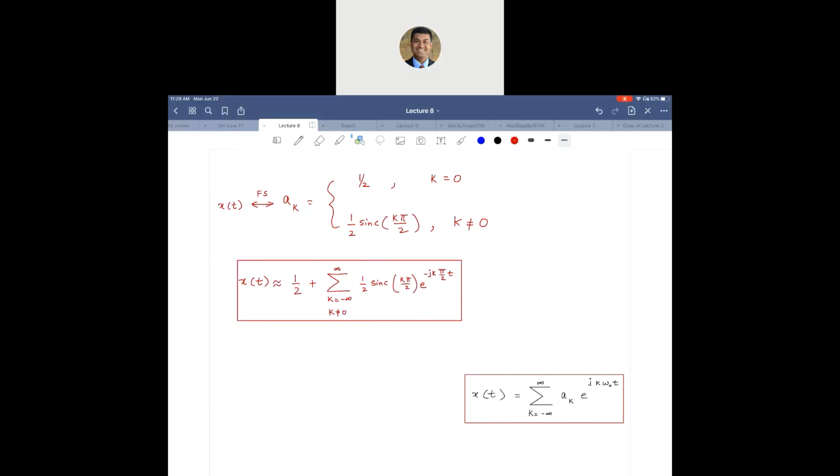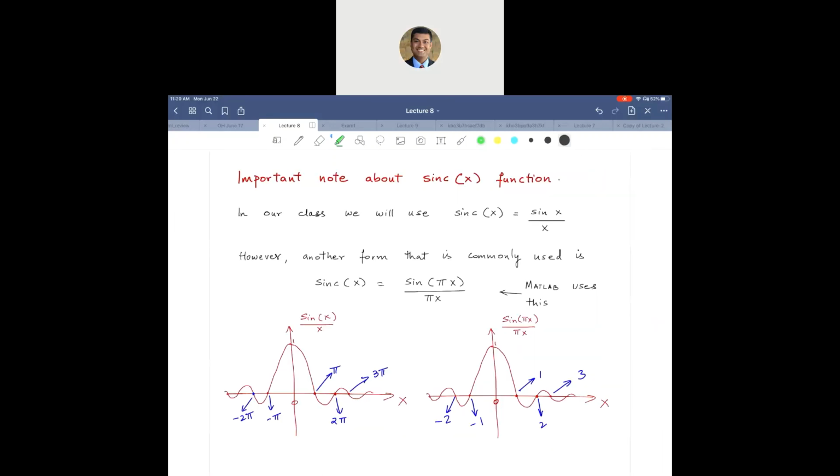That is how we represent a periodic signal, in this case a pulse train, using the Fourier series coefficients. The Fourier series coefficients are right here, ak. And half corresponds to that. All right, let's move on.